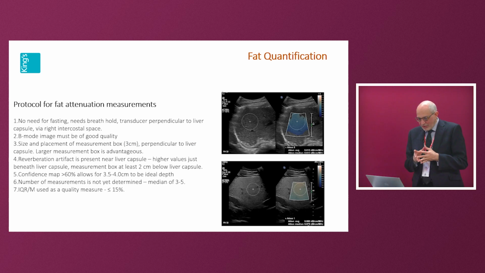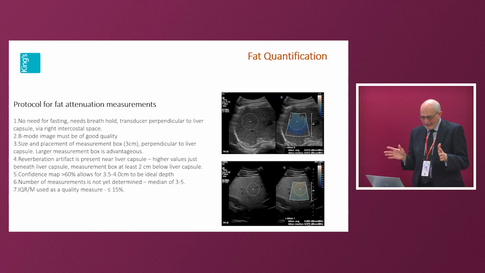Size and place the measurement box about 2 centimeters below the capsule. The box is probably going to be recommended at 3 centimeters, but at the moment a lot of the boxes are 4, and that's not going to make a huge difference. A larger measurement box is advantageous. It's just that you need to place it away from the capsule and away from vessels.